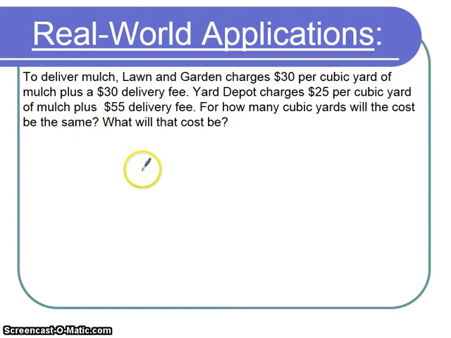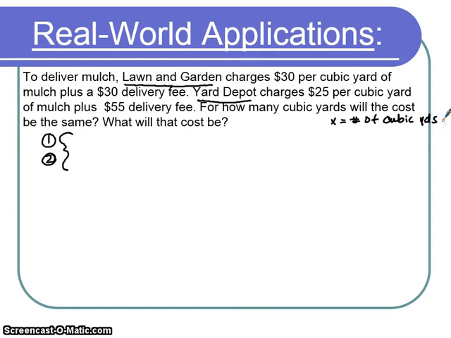So if we start, we can look for the two equations that we're going to use as part of this system. I know that the one will describe Lawn and Garden's charges and the other will describe Yard Depot's charges. Now, I know that these two situations both depend on the same thing. They depend on the number of cubic yards a person wants to purchase, and the number of cubic yards will determine the total cost.